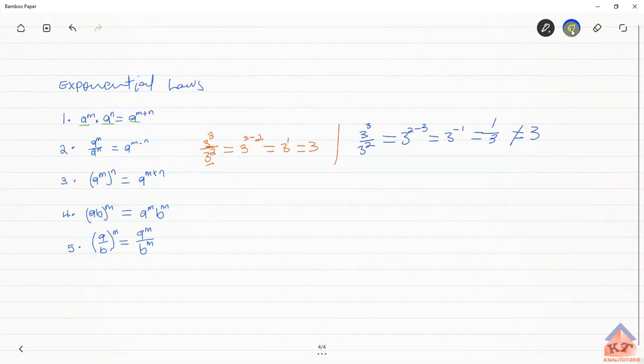Okay, so let's do another example. Let's say maybe you've got a number 4 raised to an exponent 7 divided by 4 raised to an exponent 3. Then you will have 4 to the power 7 minus 3, and this is equal to 4 to the power 4. That is basically what rule number 2 is saying.